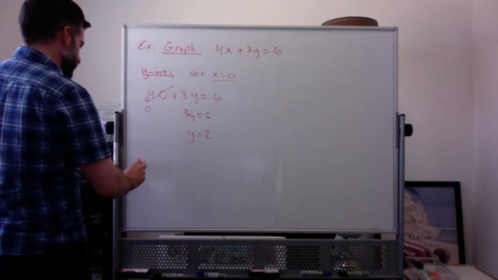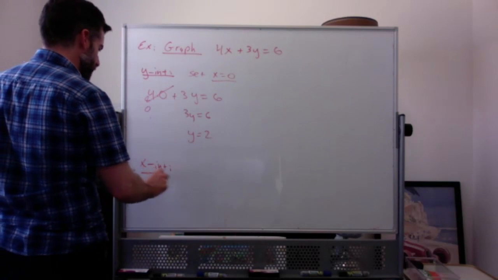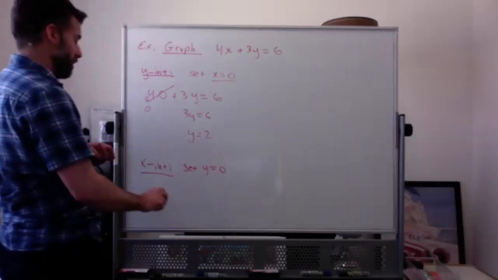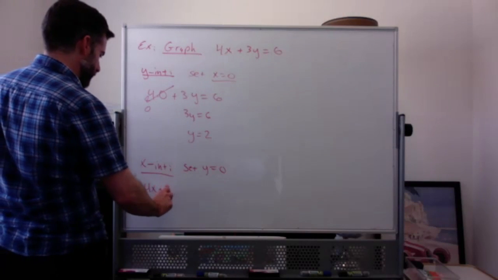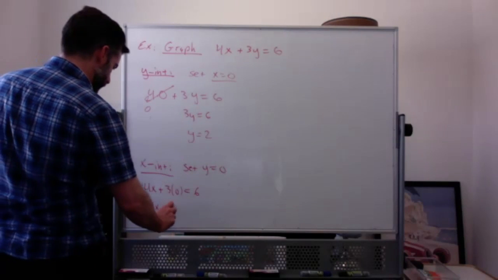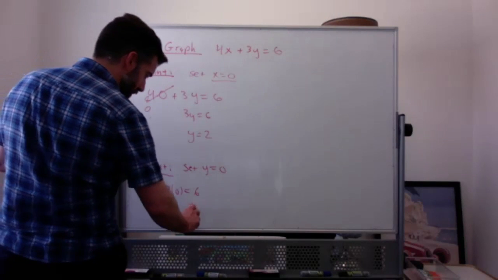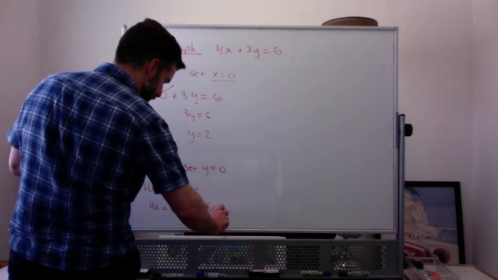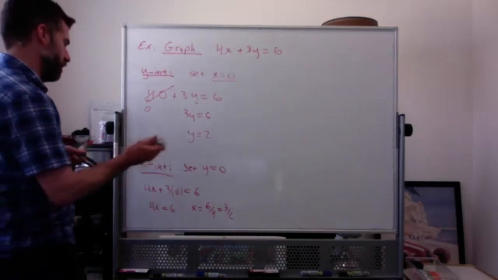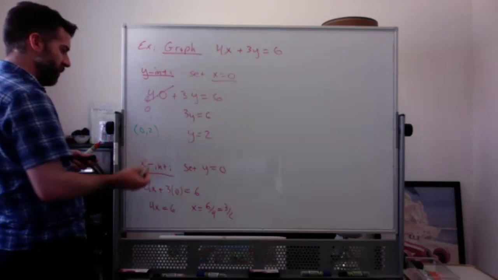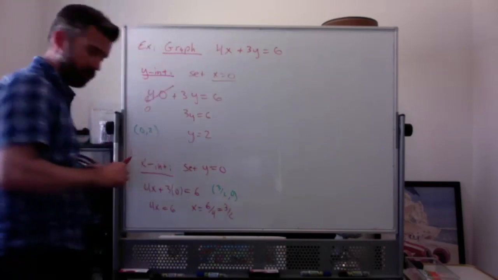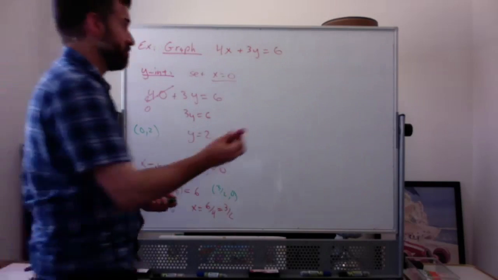And then to find the x-intercept, same idea. Set y equal to 0. So I get 4x plus 3 times 0 equals 6. So 4x equals 6. Divide both sides by 4. So x equals 6 over 4, which reduces to 3 over 2. So my intercepts are (0, 2) for my y-intercept, and (3/2, 0) for my x-intercept. And then I can draw the thing.